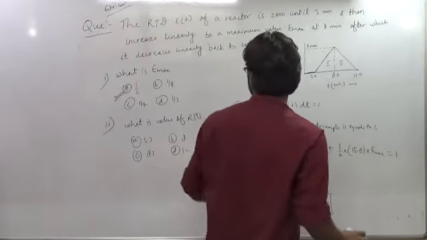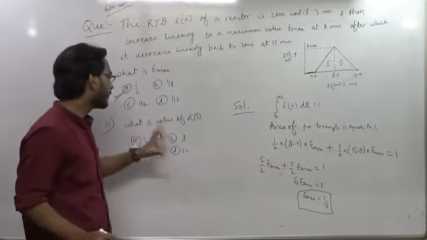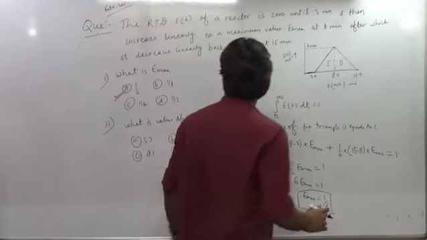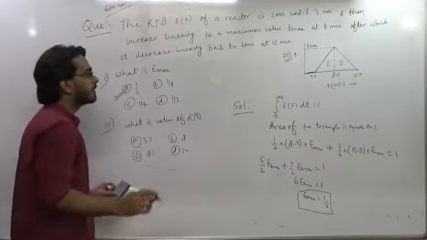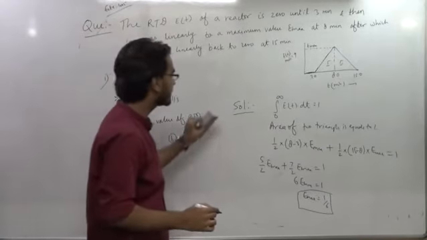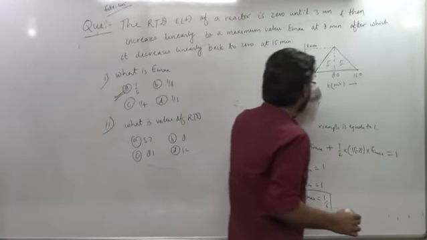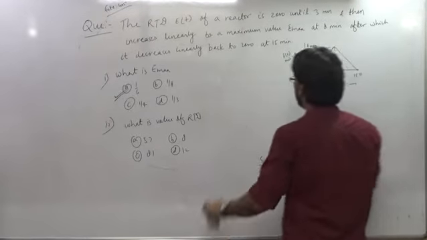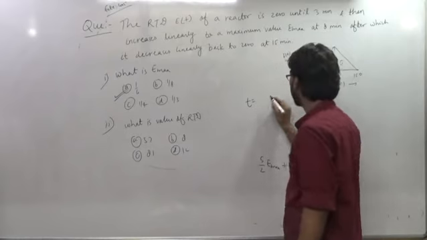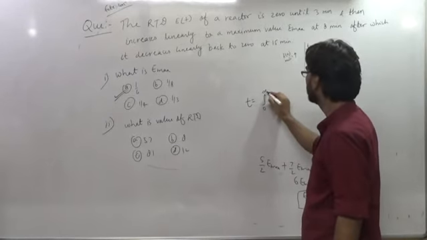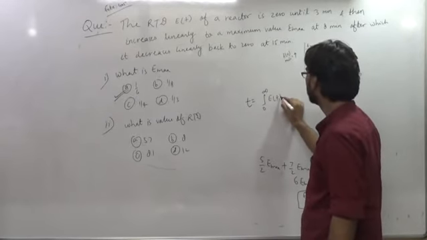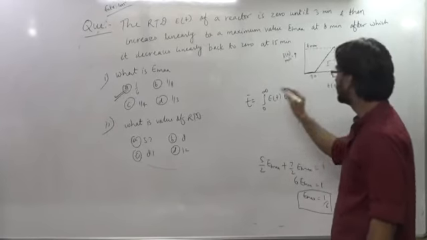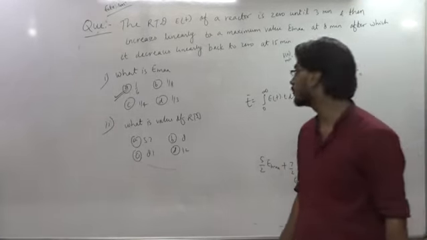Now the second part of this: what is the value of RTD for this? To solve the second part, we have to know that there is a fixed relationship between this RTD and this E(t). What is that? The mean residence time t is equal to the integral from 0 to infinity of E(t) into t dt. This is for RTD, residence time distribution.